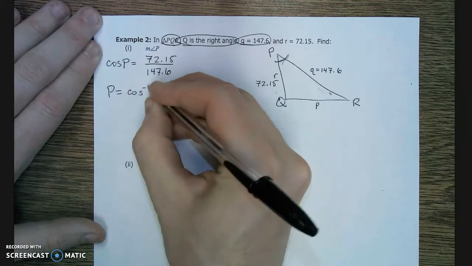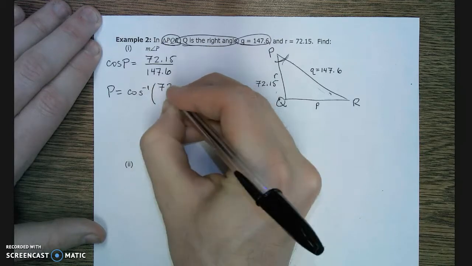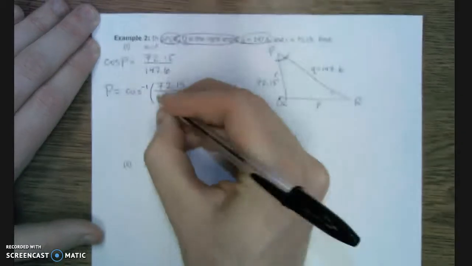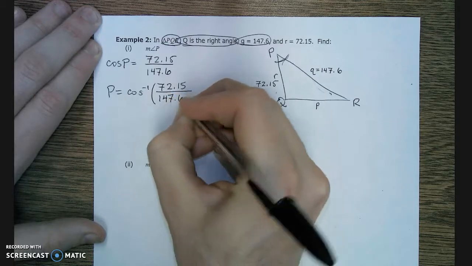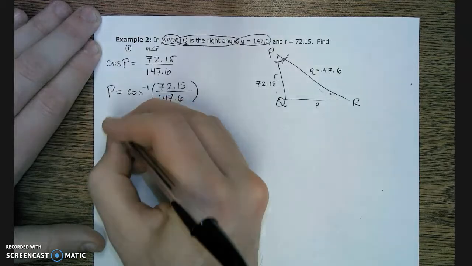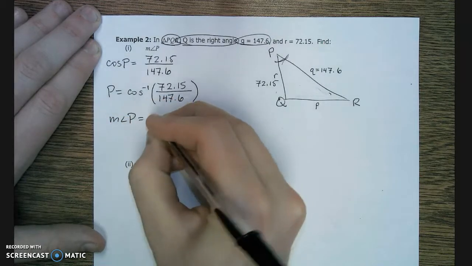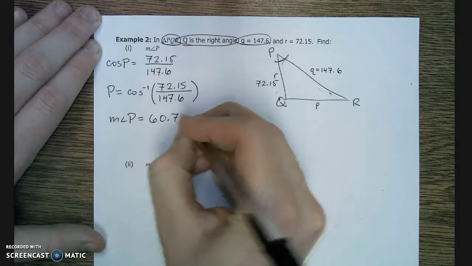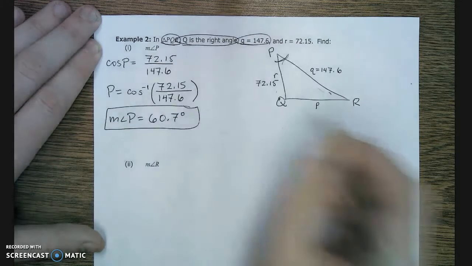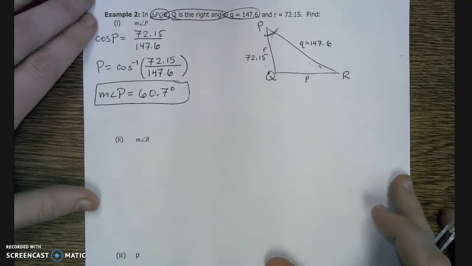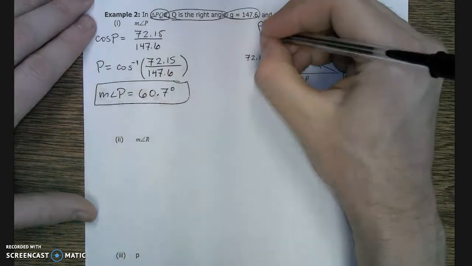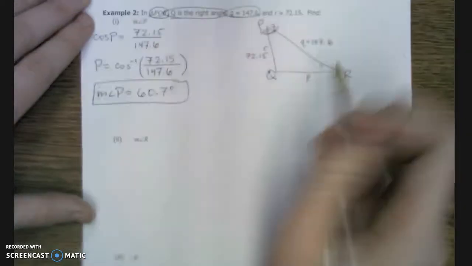And you can type this all into your calculator. Make sure it's in degree mode. So you type all that in, and you get the measure of angle P is 60.7 degrees.